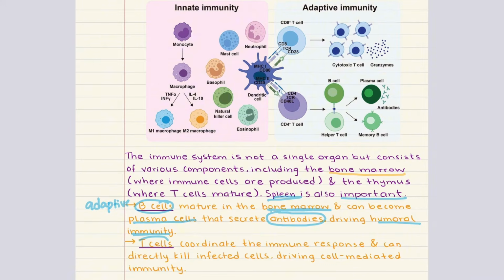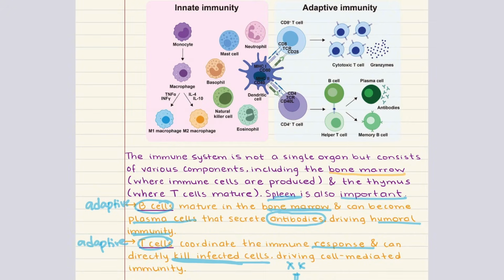T cells, which mature in the thymus, they're also part of adaptive immunity, but they function in cell-mediated immunity. So rather than producing antibodies, T cells are going to coordinate immune responses, and they can actually directly kill infected cells. Cytotoxic T cells, for example, they recognize infected cells and they destroy them to prevent the spread of infection.